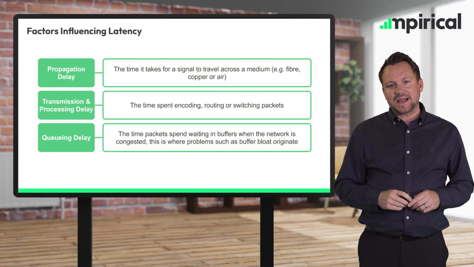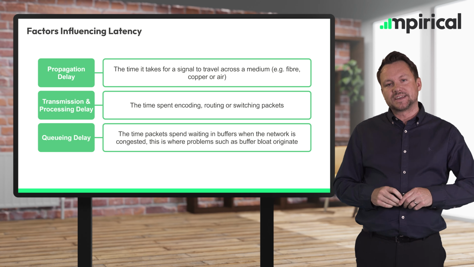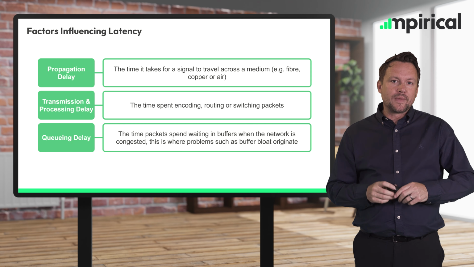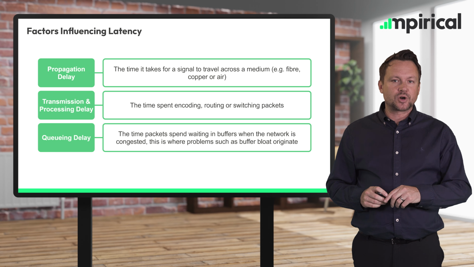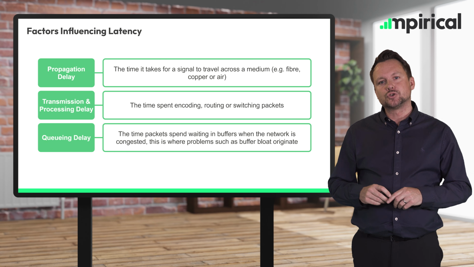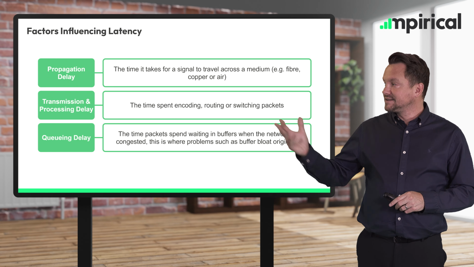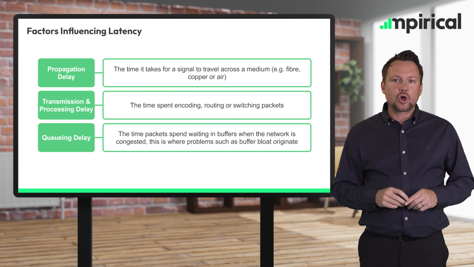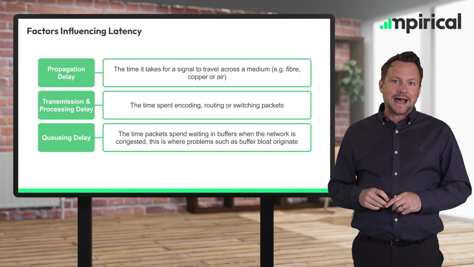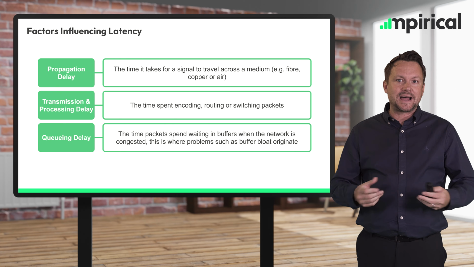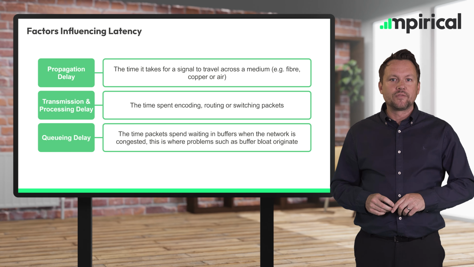This is the time that packets spend waiting in buffers, for example, or queues when the network is congested. So this is the problem that L4S really aims to solve. And the thing with propagation delay and transmission and processing delay is we don't really have a great deal of control over that. But what we may be able to control is this third element, this queuing delay. So I've mentioned already this concept of bufferbloat, where packets start to build up in buffers on routers and delay critical traffic can get stuck behind. And of course, this can have quite a significant negative impact on the end user's experience.